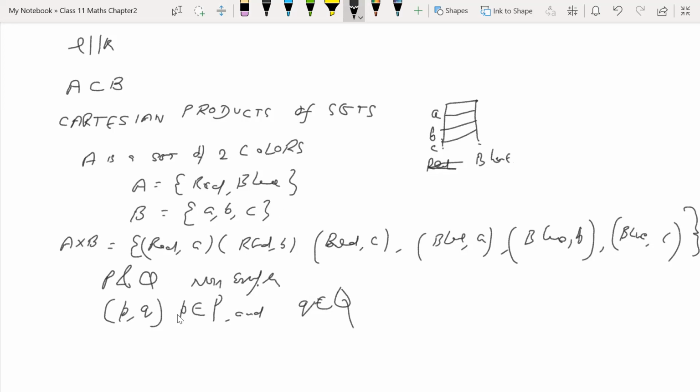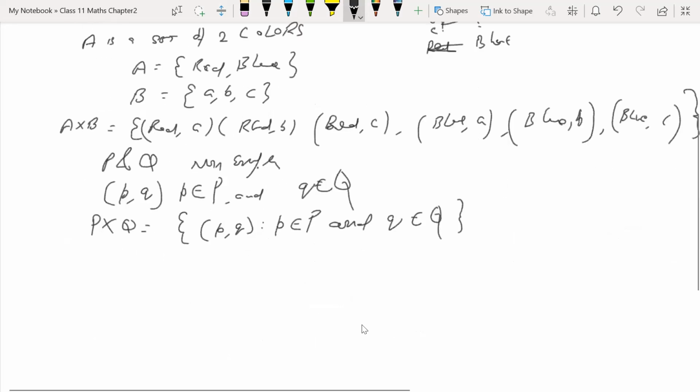Now, if we are given two sets P and Q, which are non-empty sets, the Cartesian product of these sets would be written as P cross Q, a set of pairs (p, q), where p belongs to P and q belongs to Q. We can denote it in this form.